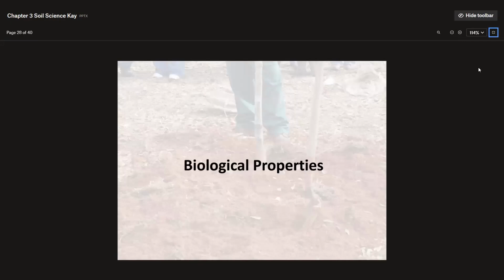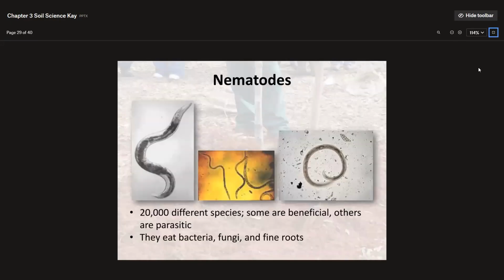All right, let's talk about those biological properties. Ooh, nematodes. Oh, there's 20,000 different species of these little things. Some of them are very beneficial and others are parasitic, right? Some of them eat bacteria, which may be a good thing, but some of them may eat fungi, right? The good kind. So that might not be so good. And they also can eat the fine roots of your tree, which causes problems for the tree, right? If you have a nematode infestation of the wrong kind, right? So just knowing that, that's what these little mini worms do, right? Microscopic worms. That's what nematodes kind of are, right?